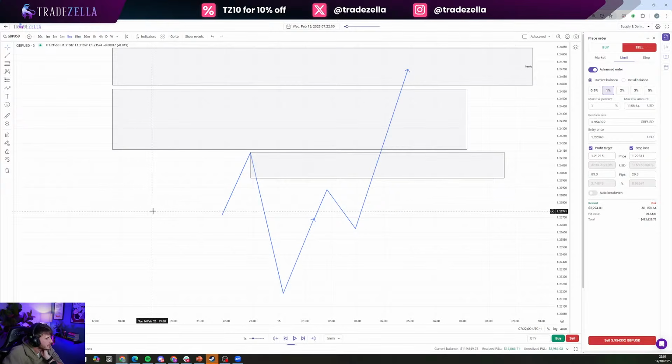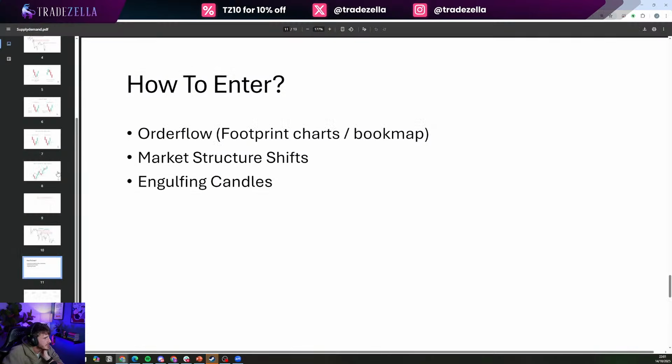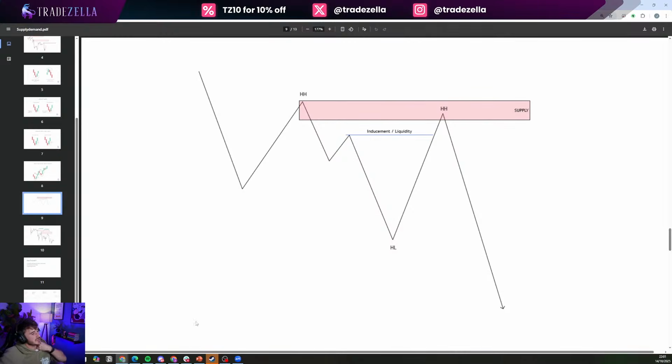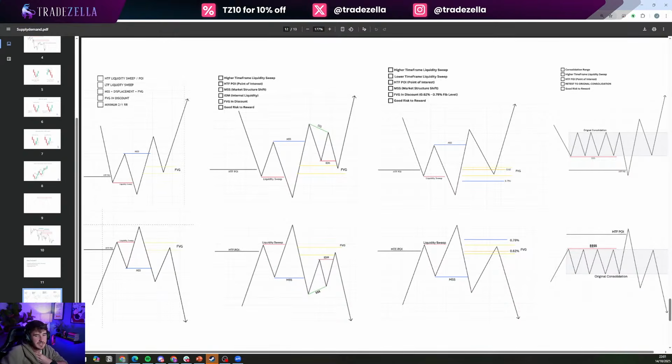Can you go over the confirmations again? Okay, so the confirmations are in this document. If you guys aren't in the Discord, I'm going to post these inside the Discord. These are your confirmations, what you're looking for, the patterns. So here's the Discord link. Go ahead and join the Discord, and I will post this PDF and all of the entry models and confirmations and everything from today in the Discord.